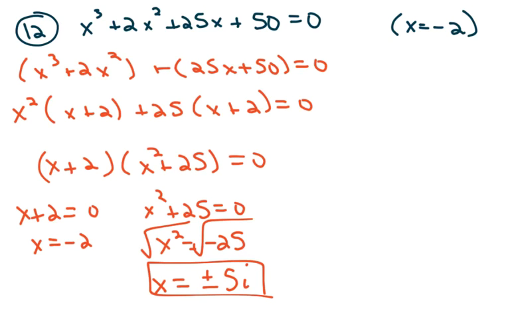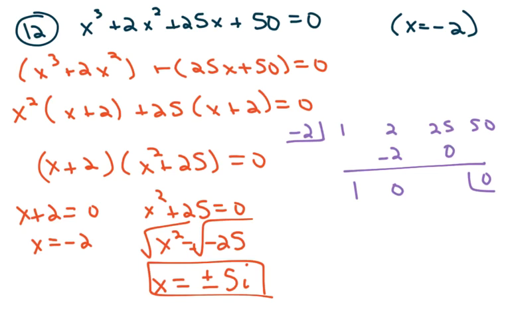The other way of doing this problem is to use synthetic division. So you could have put negative 2 in your little box, and next to it the 1, 2, 25, and 50. You know that because negative 2 is a solution, the remainder at the end better be 0. So you get 1, and then negative 2, 0, 0, 25, negative 50, and 0, and you would be left with x squared plus 0x plus 25. You set it equal to 0, and you get the same thing you got here.